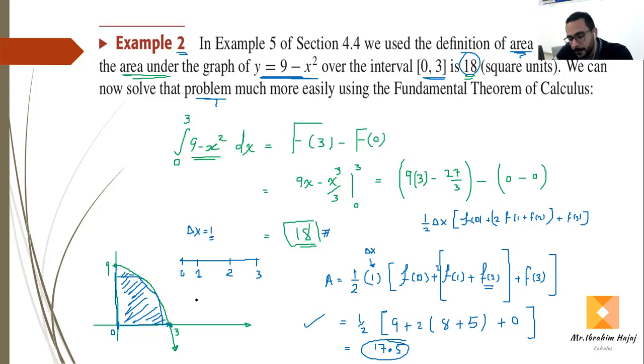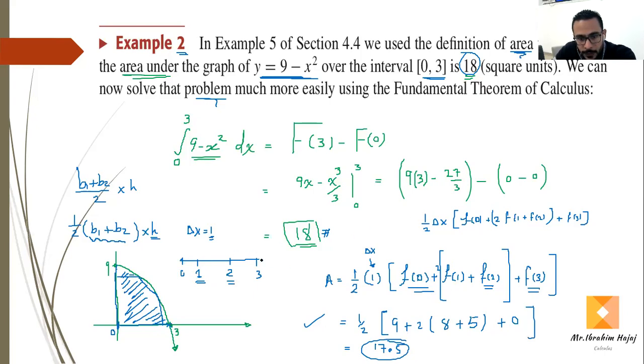What's the area of a trapezoid? Base 1 plus base 2 over 2 times height, or I can write it as half times base 1 plus base 2 times height. The height is delta x, which is 1. So base 1 plus base 2 will be the sum of f0 and f3. And what about f1 and f2? They are the bases of two trapezoids. If you draw trapezoids on each subinterval, you will see they get counted twice.